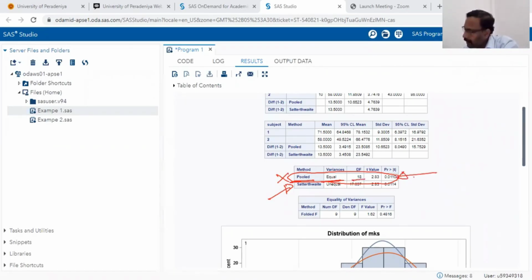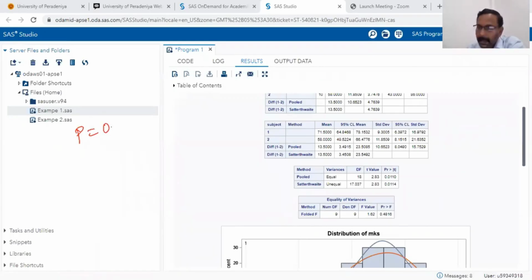Degrees of freedom. This is the pooled degrees of freedom. This is the table value. This is the probability value. I will erase it. I will write the probability value there. So what is the value? 0.0110. This is for 210. This is for 210. Right?